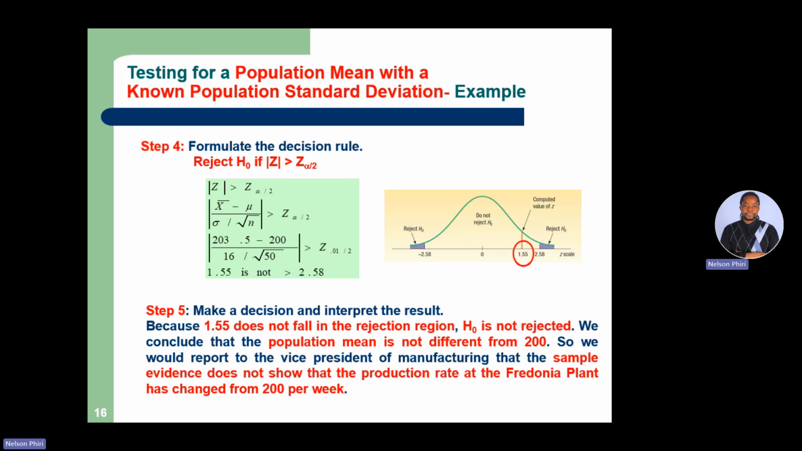We conclude that the population mean is not different from 200. So we report to the Vice President of Manufacturing that the sample evidence does not show that the production has changed from 200 per week. So it is very important to know the statement and how to interpret it diagrammatically there.